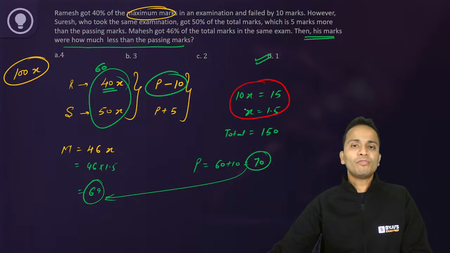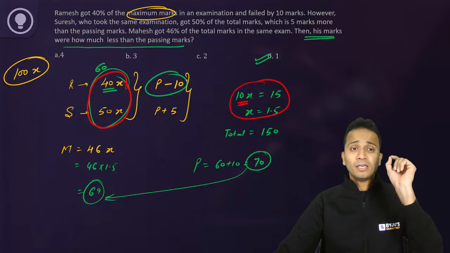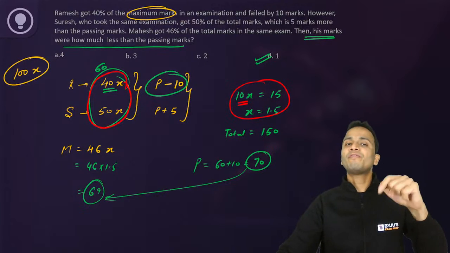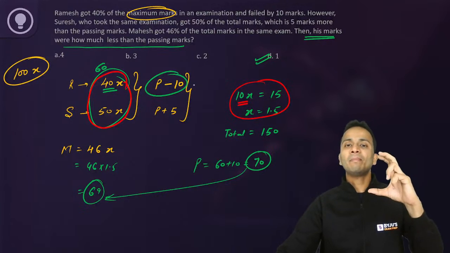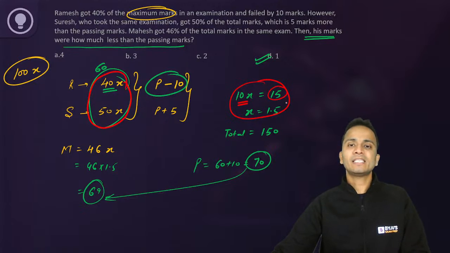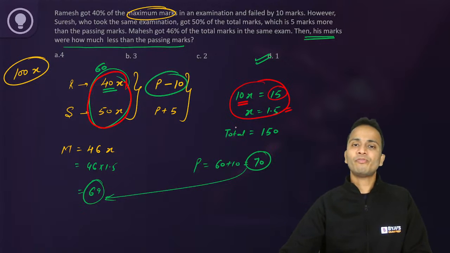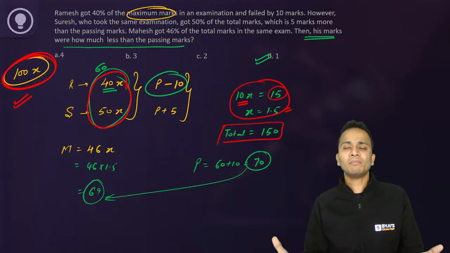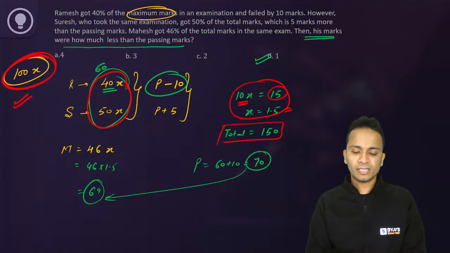After getting the value of x, so basically 40x and 50x, the difference is 10x. Ramesh is 10 less than the passing marks, Suresh is 5 more than the passing marks. So their gap is 15. So I've equated 10x as 15, getting the value of x, putting the value of x here in 100x. Okay. Got the total marks, and then I have calculated the marks of Mahesh as well as the passing marks, and I have got the answer as 1.